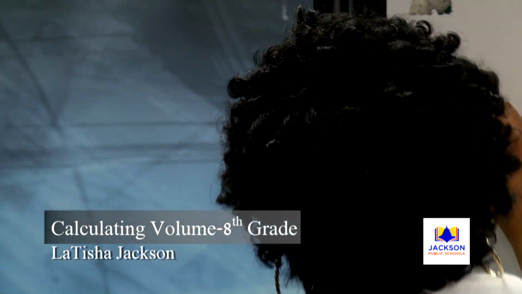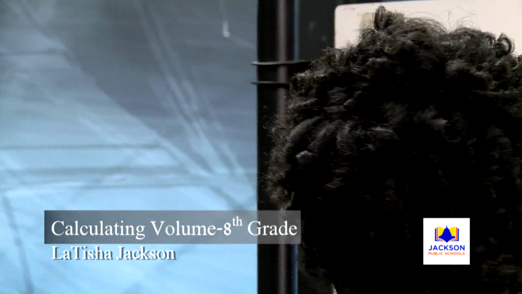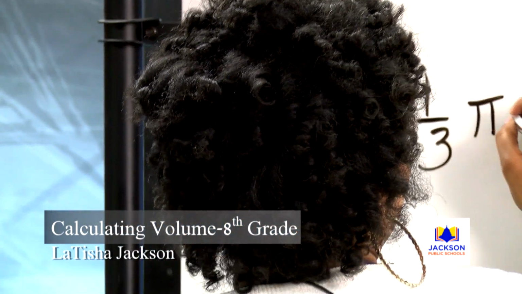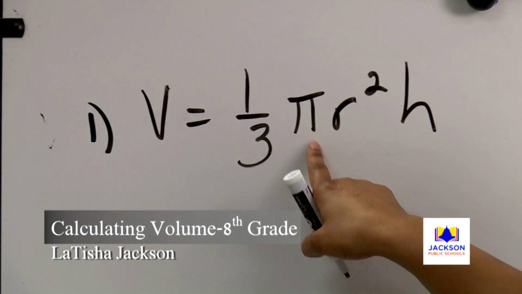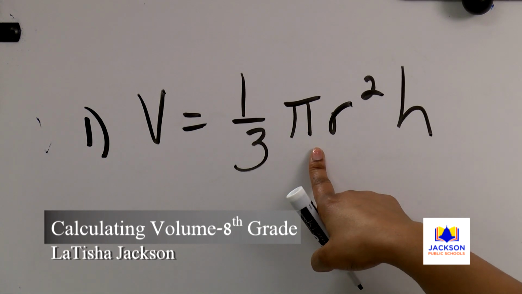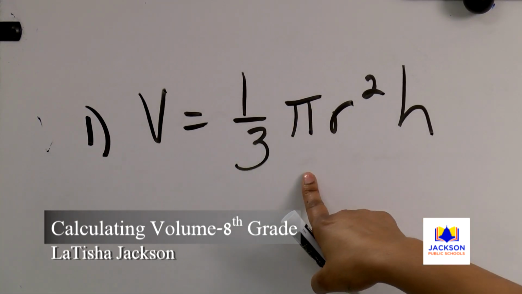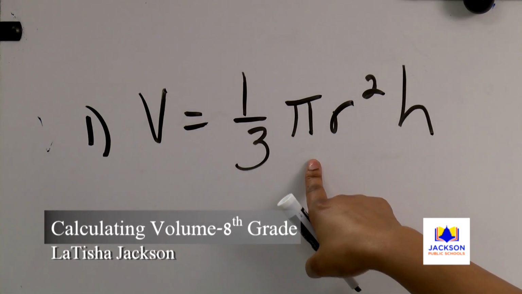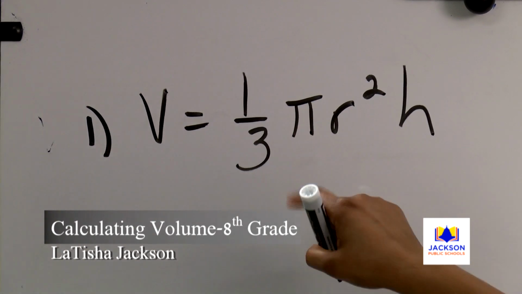So the first thing you do is write your formula. Our formula is V equals 1/3 pi radius squared height. And remember that symbol pi, and we approximate it to be 3.14. It is not equal to 3.14 because all the 8th grade students know that that is an irrational number, and it goes on and on and never ends.